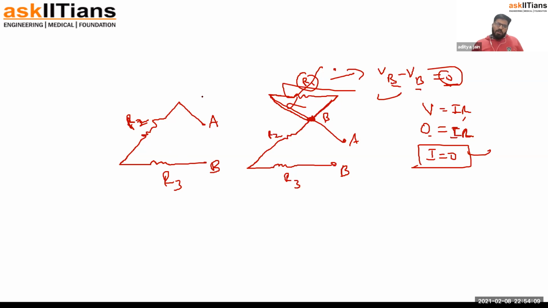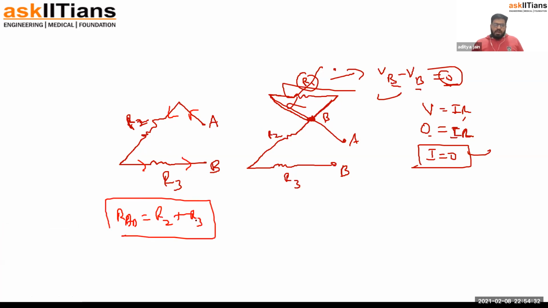Done. Now this is very simple. That was the important point in the question that you have to recognize, that this R1 is not included in the calculation as its initial and final points are equal, so potential difference is 0. Now you can see the same current will flow through R2 and R3. So we can say they are in series. So equivalent resistance between A and B will be R2 plus R3 simply.